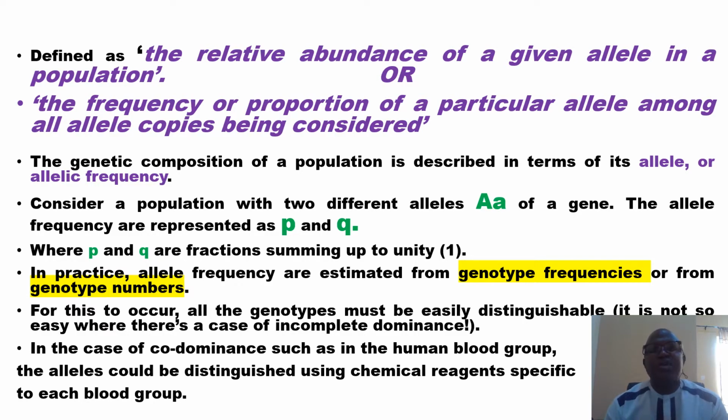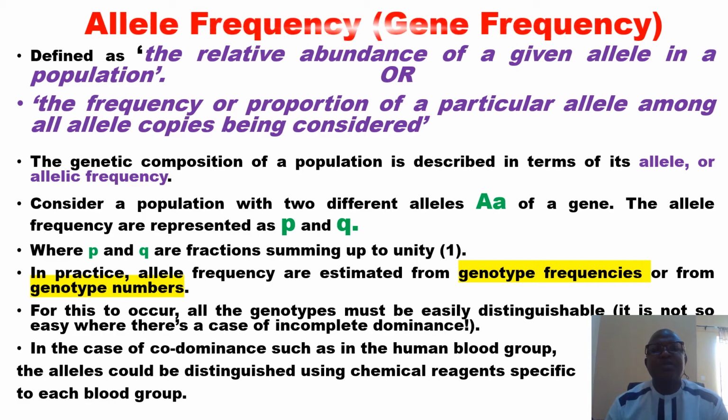So, allele frequency. Allele frequency, also known as gene frequency, is defined as the relative abundance of a given allele in a population. Another way of looking at it is the frequency or proportion of a particular allele among all allele copies that are being considered. So the genetic composition of a population is described, therefore, in terms of its allelic frequency.